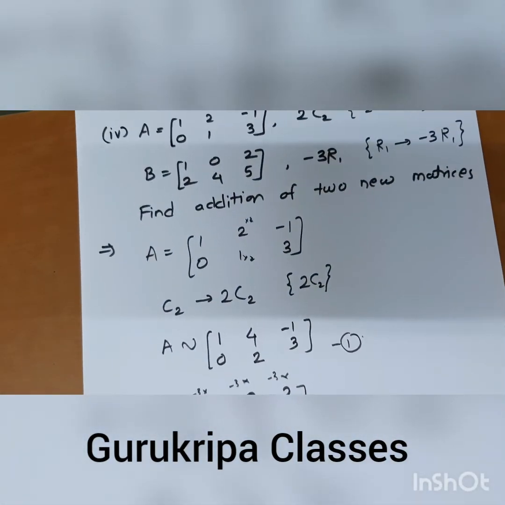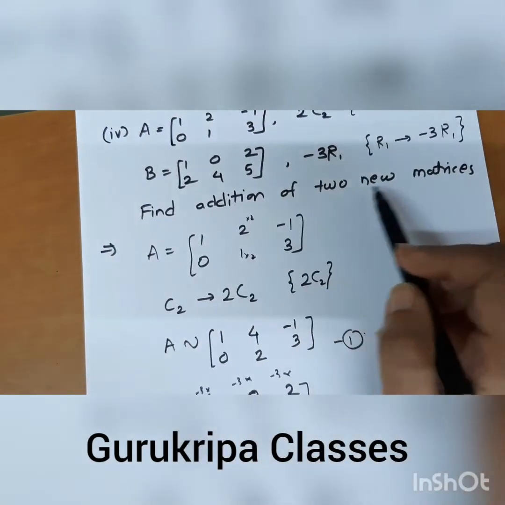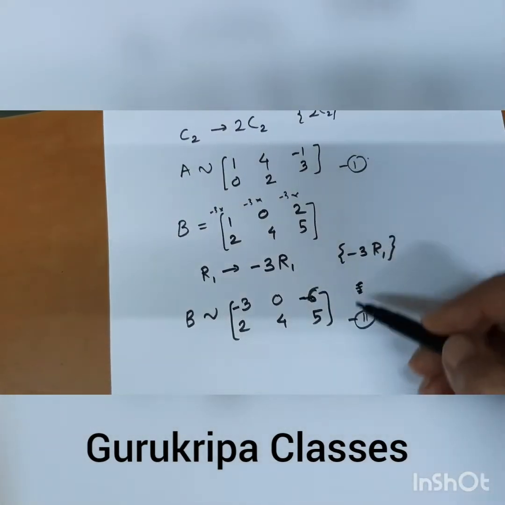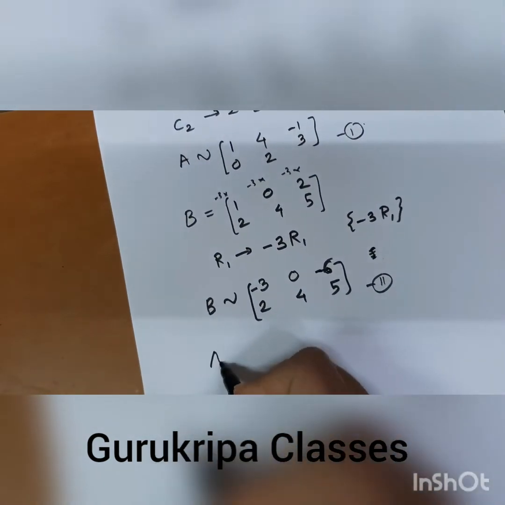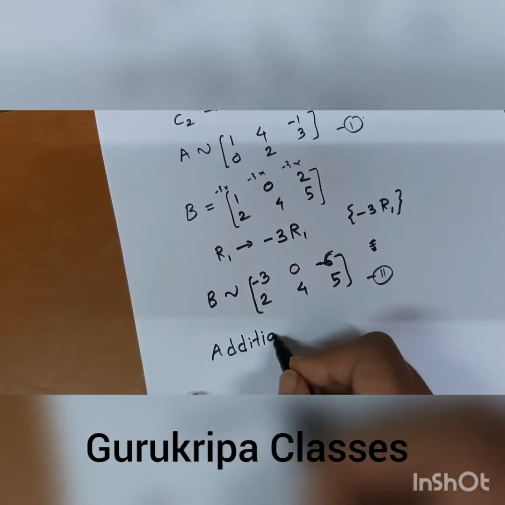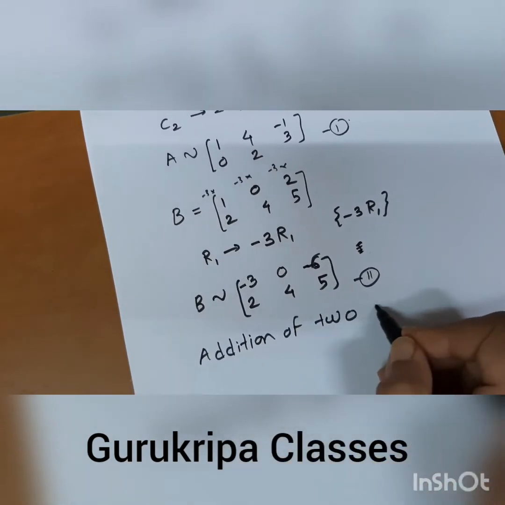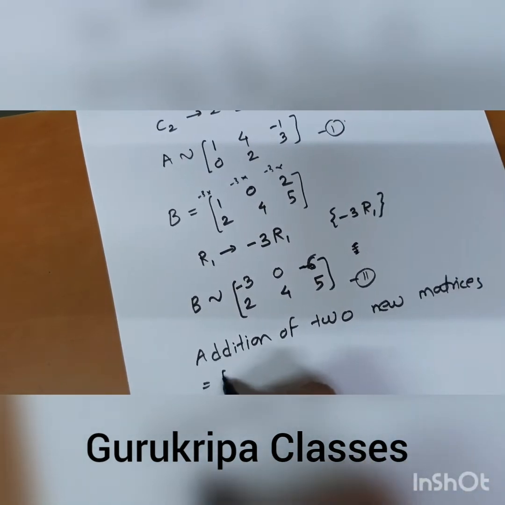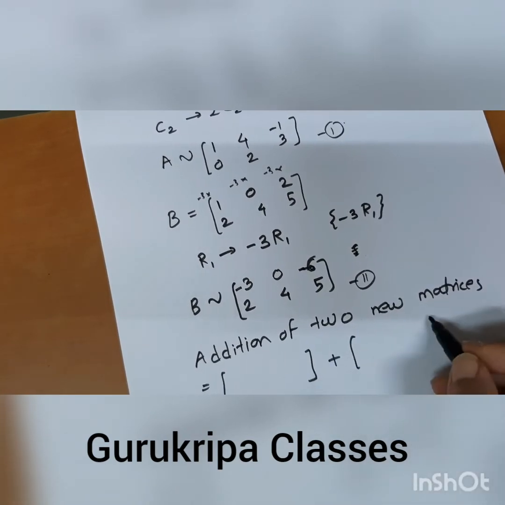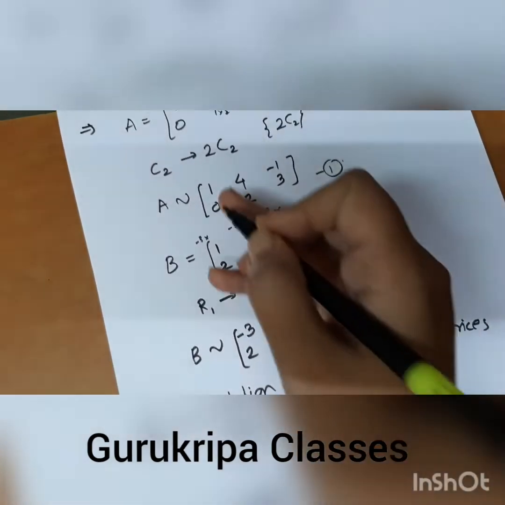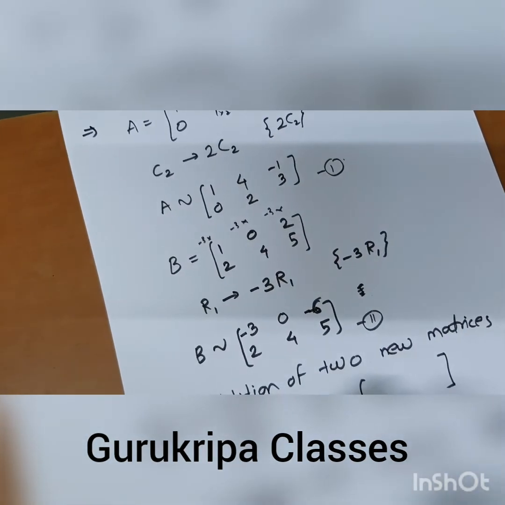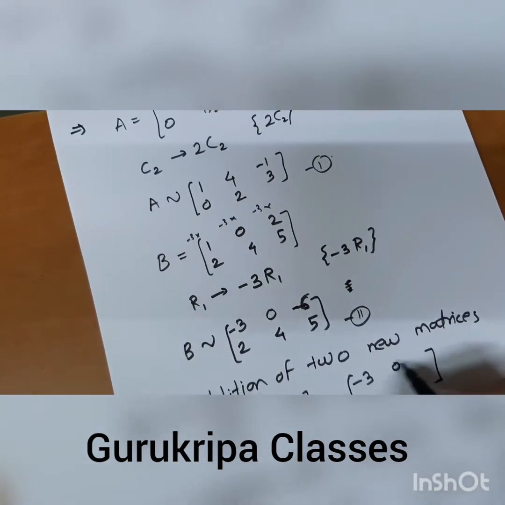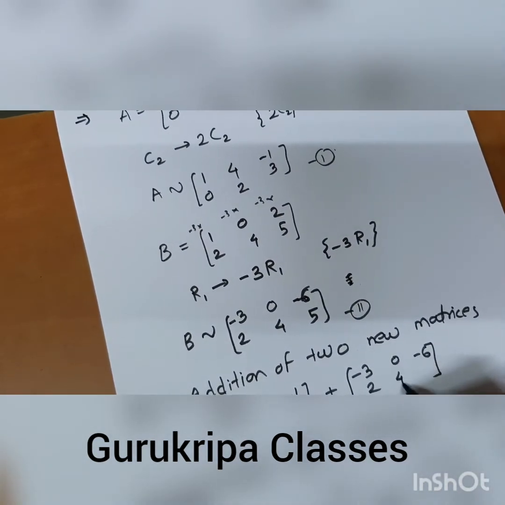What do we have to solve next? Find the addition of the two new matrices. So add these matrices. Here we'll have the addition of the two new matrices. That is what I will write here: the transformed matrices, if you add them together, what will be the answer? 1 4 minus 1, this is the transformed matrix, 0 2 3, and with it minus 3 0 minus 6, 2 4 5. Add them.